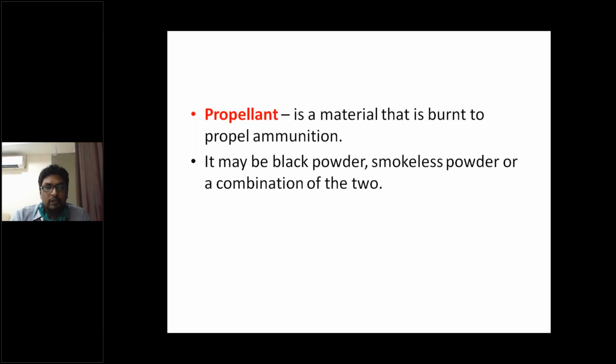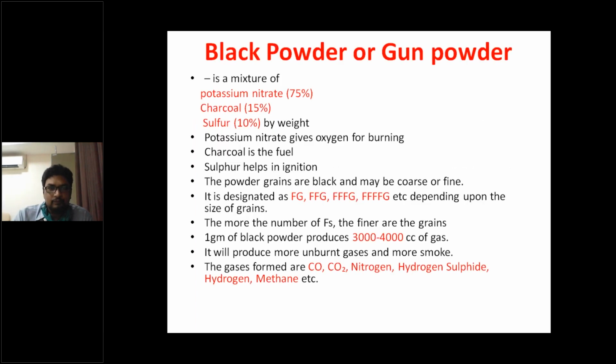What is a propellant? A propellant is a material that is burnt to propel ammunition. Ammunition is any moving part fired from a firearm. So it is nothing but the gunpowder. The gunpowder can be black powder, smokeless powder, or a combination of the two. So there are three types of gunpowder: number one, black powder; number two, smokeless powder; and number three, a combination of the two.